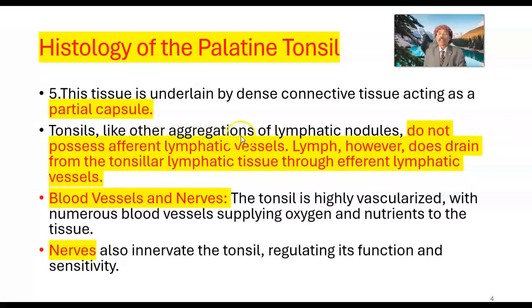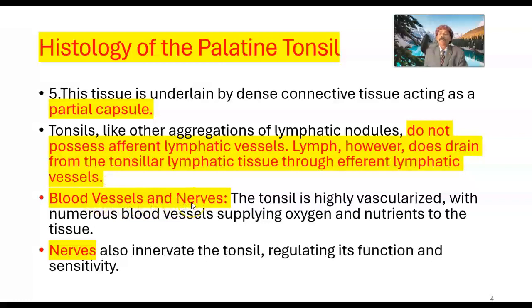Tonsils, like other aggregations of lymphatic nodules, are mucosa-associated lymphatic tissue. It is also a peripheral lymphoid tissue. We may also call it secondary lymphoid tissue. The tonsil does not possess afferent lymphatic vessels. Lymph, however, does drain from the tonsillar lymphatic tissue through efferent lymphatic vessels.